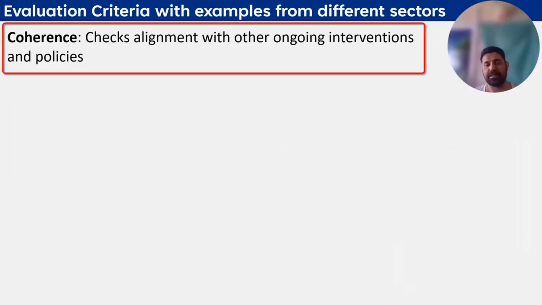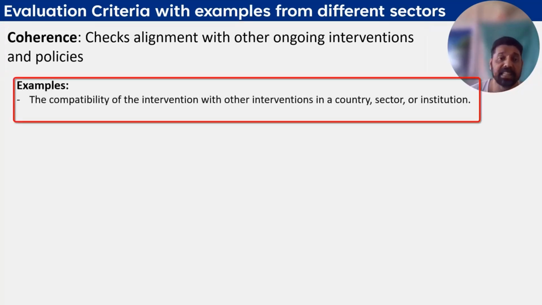The next one is coherence. It checks the alignment with other ongoing interventions and policies. For example, the compatibility of the intervention with other interventions in a country, sector or institution. If you are conducting a health intervention and there are other NGOs conducting the same intervention, or the government of the country is also conducting the same intervention, this criterion checks the alignment with those interventions, whether these are aligned or they are doing something else and you are doing something else for the same type of intervention. So this is also very important.